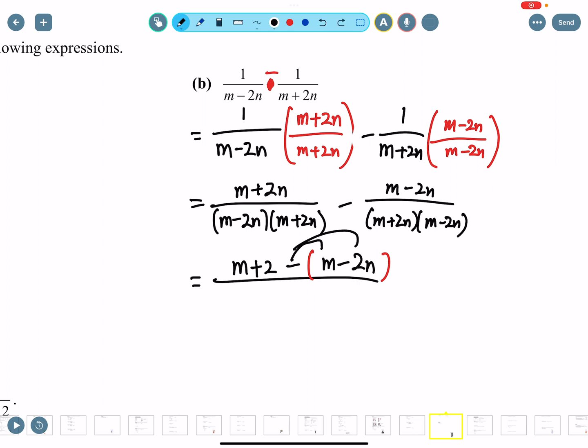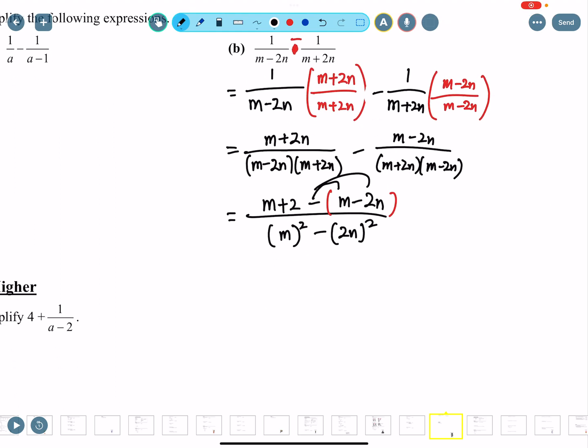The bottom of the fraction is m minus 2n, m plus 2n. So I think the question is expecting you to do m squared minus 2n squared, the identity. I'm not sure if it's a must to do that, probably not, but if you can, then do it. m squared minus 4n squared.